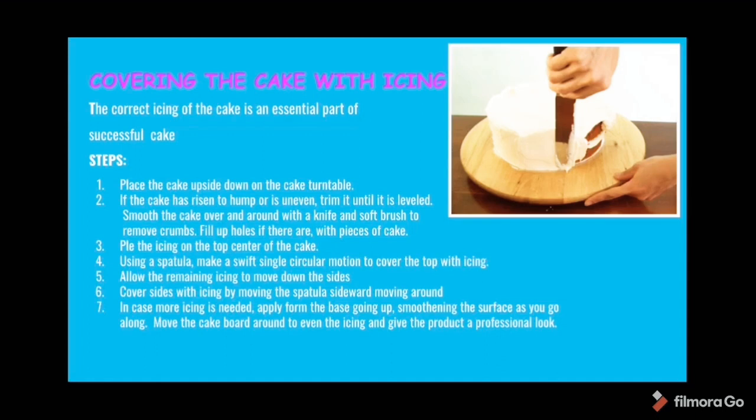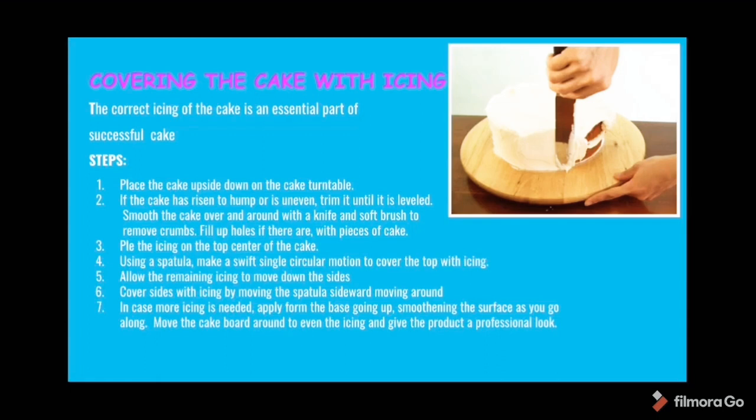Sixth, cover the sides with icing by moving the spatula sidewards, moving around. Lastly, in case more icing is needed, apply from the base going up, smoothing the surface as you go along.